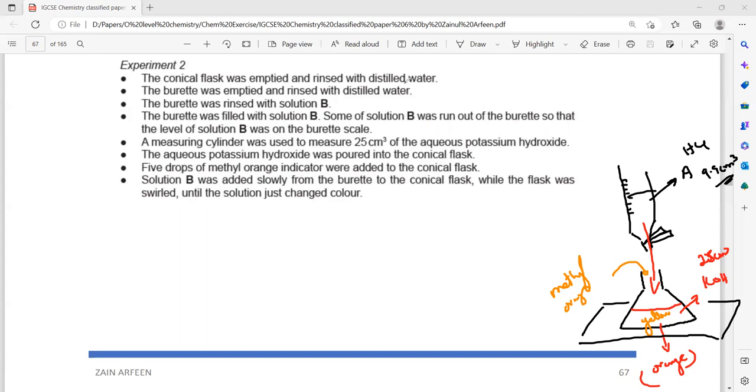To remove any trace of solution A. If any trace of solution A is there, that will be rinsed out with water. And then why do we rinse with solution B? To remove any water left. That's why.